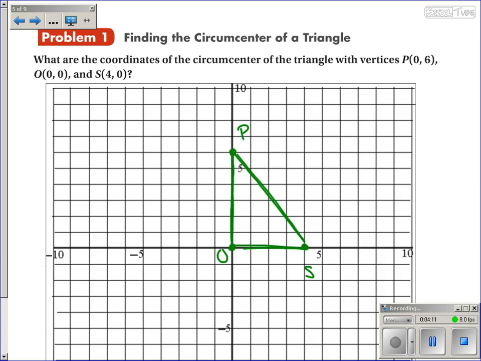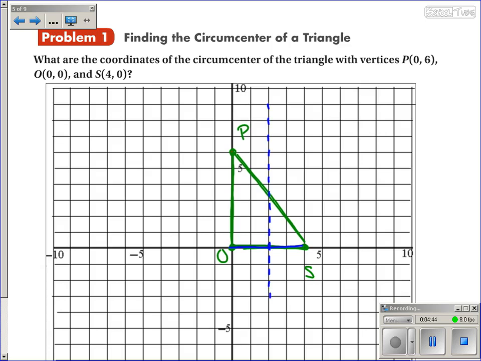The way we find the circumcenter is it's the perpendicular bisectors of all three sides. But since they're concurrent, I only need to use two of them. So I'll pick the horizontal and the vertical ones because I think that'd be easiest. I'll start off with this one. Now, it's going to be perpendicular, so it'll be vertical, and it'll be a bisector, so it's right in the middle, right here. So this is the perpendicular bisector of OS.